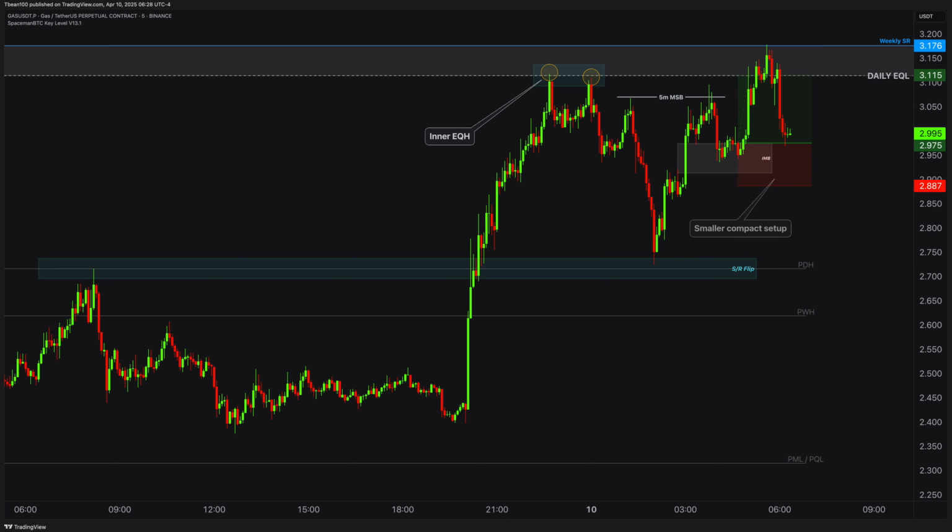Alternatively, if you miss that, you can notice the 5-minute break happens much later, then the price drops into an inner imbalance. This could be your chance for a secondary, compact entry. Nothing wrong here.